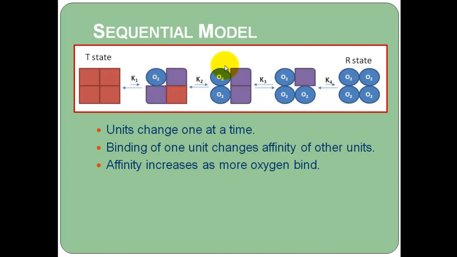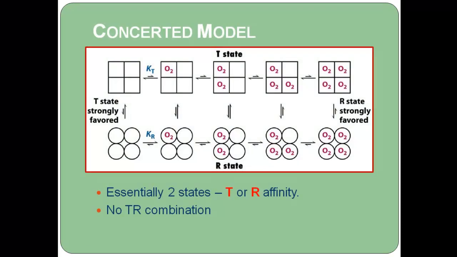So the affinity increases as more oxygen binds. In the concerted model, which is like a one-step model, there are essentially two states, predominantly a low affinity state or a predominantly high affinity state. There's no TR combination as in the sequential model. So if there's only one oxygen bound, it'll readily favor the T state because there's very little oxygen. If there's more than two oxygens bound, it'll readily favor the R state or the relaxed state. When there's only two oxygens, it could be in either state, the T state or the R state.